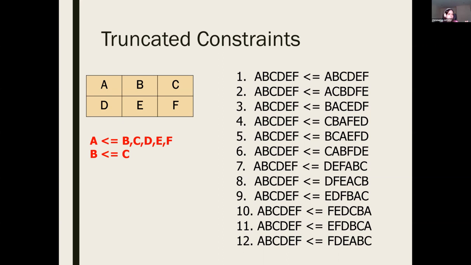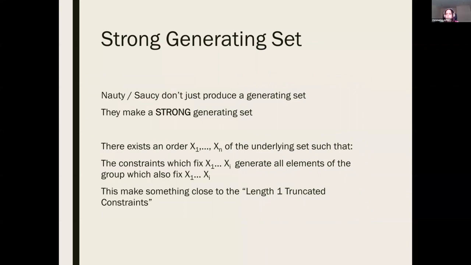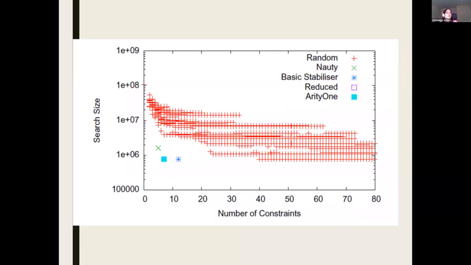I realize I'm doing this a bit hand-wavily because I don't want to go into the really complicated group theory. There is a paper on this topic by myself and Karen Petrie. I'll make sure the reference is there. The long story short is you can carry on using what Nauty gives you, but don't claim it's because they're generators, claim it's because they're strong generators.